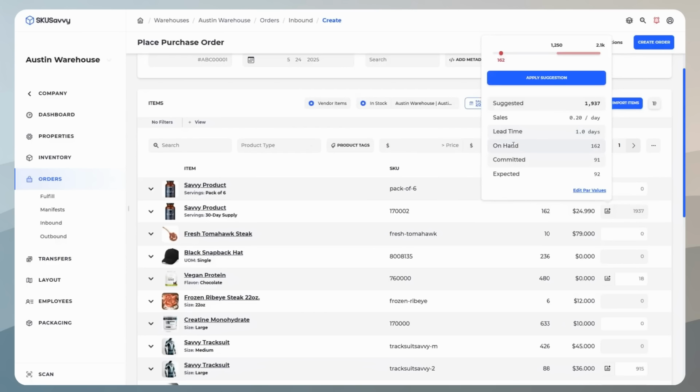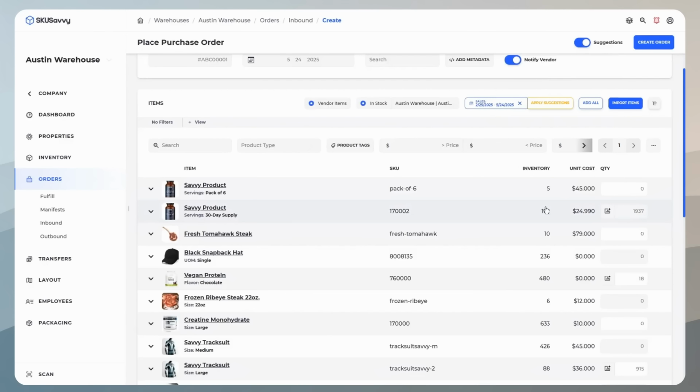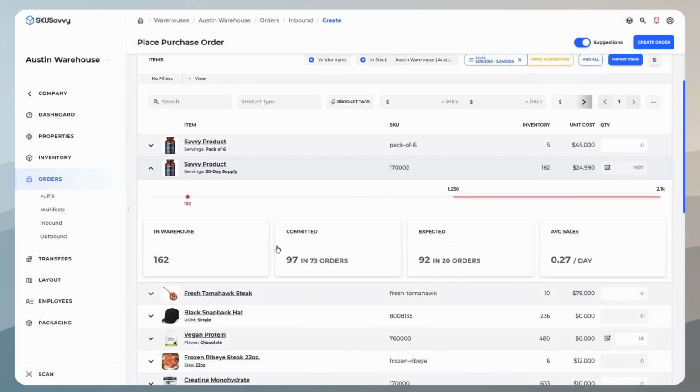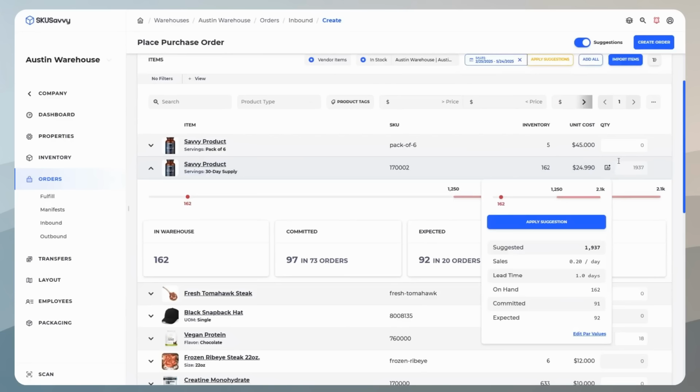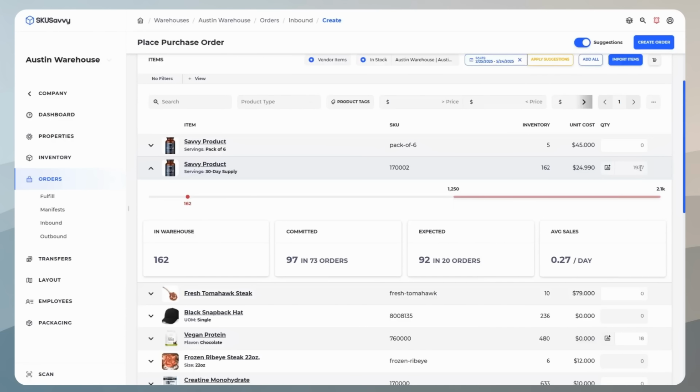We can also look at, of course, on-hand inventory, what's committed, so our outbound orders that we need to ship, as well as what's expected to come in on other purchase orders or transfers for this product. And of course, we do have the sales velocity, which is calculated over time as well. And given all of those, as well as the par values, so a min and max value that we could set, we don't have to set this, but given all of those criteria, we can see here that SKUSavvy has suggested 1,937 units to purchase for this inventory item. Now again, that's combining all of those different metrics to come up with some kind of individual quantity here.